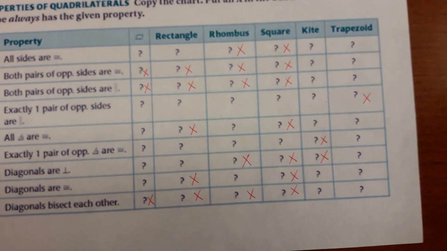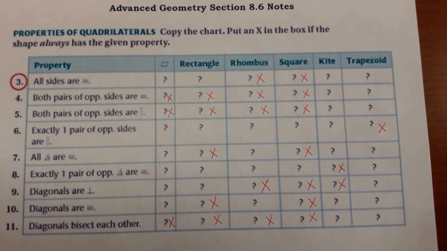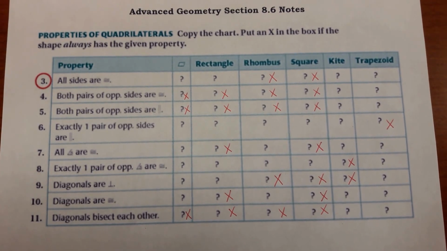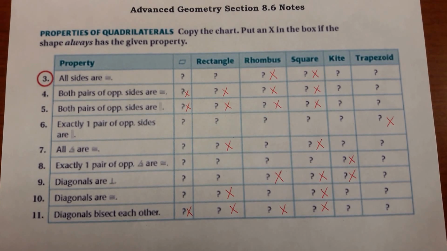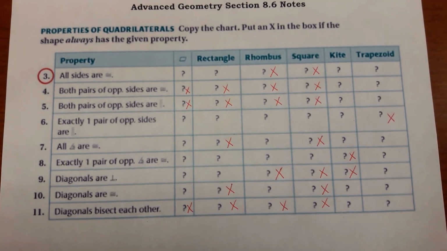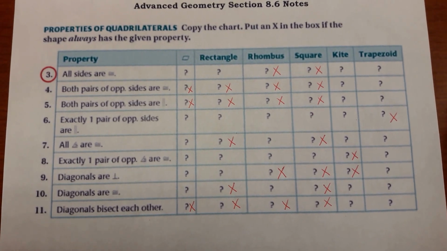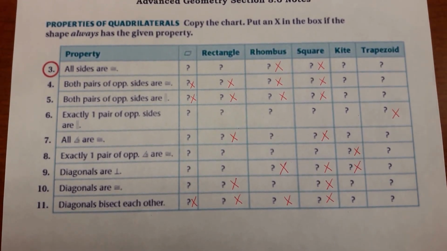So this is on page 546. And if you look at your book, it says copy the chart, put an X in the box if the shape always has the given property. So if you look at that, I already did the work for you. And this is something I really need you to study over because it'll be on your test.